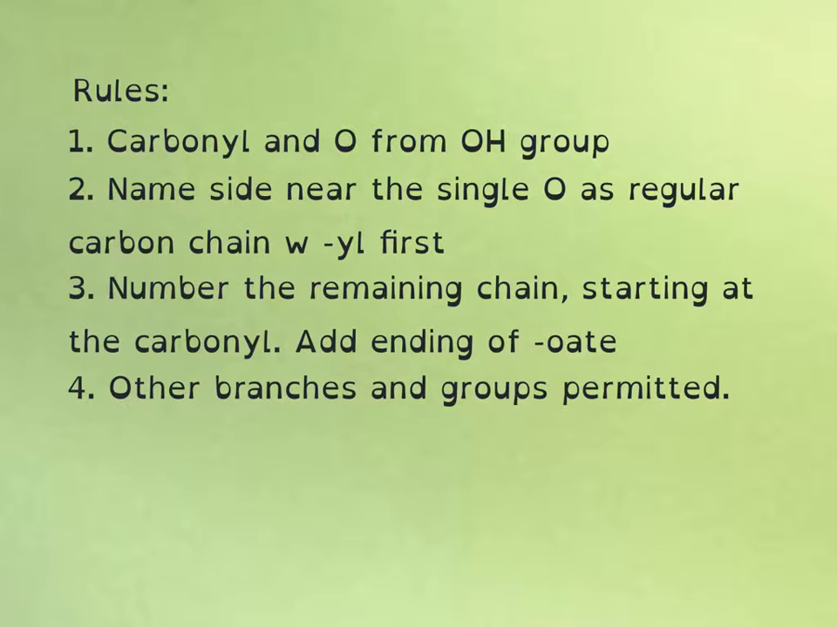So here are the rules for naming esters. You have two things. You have the carbonyl, which is a C-double-O bond, and you have an oxygen. So it looks like this. You have the C double bond O, and then you have an oxygen, and then you have the remaining carbon structure. You can have other branches and all kinds of things going on as well.